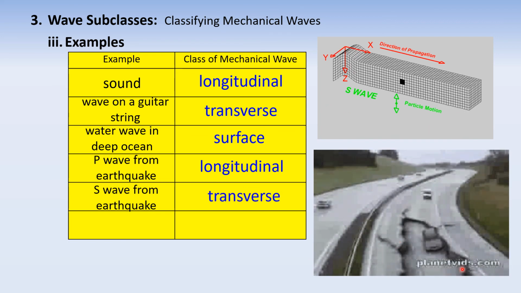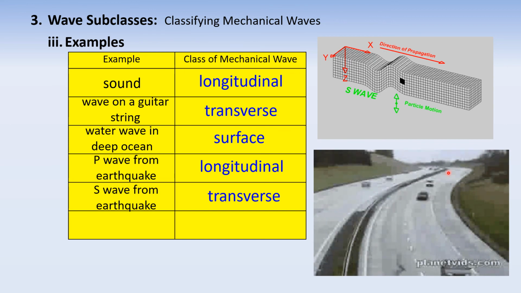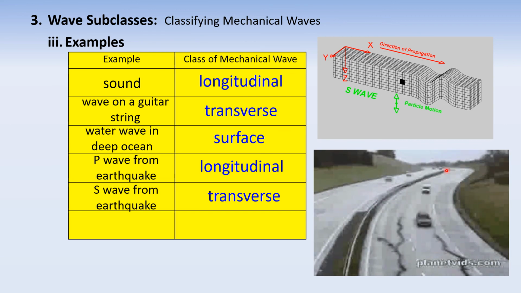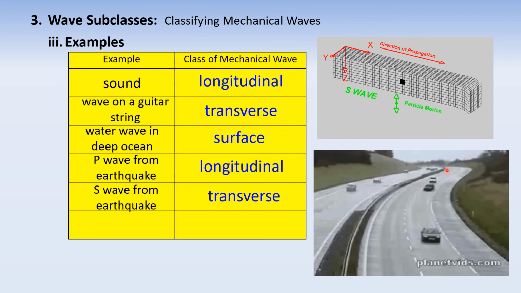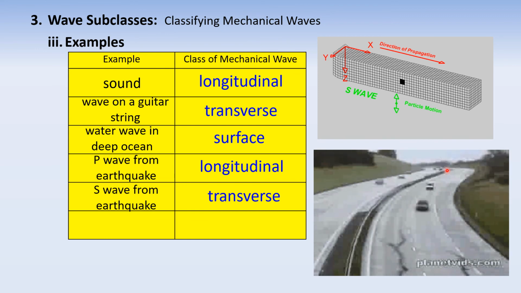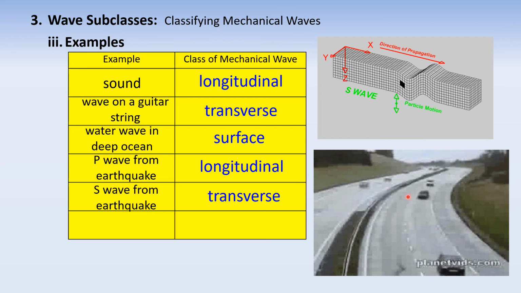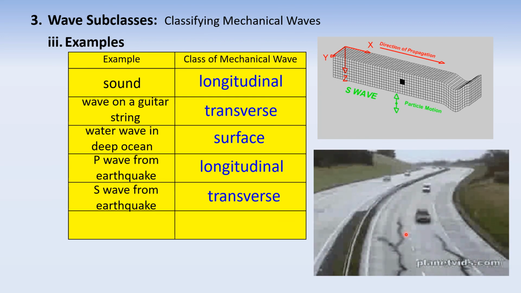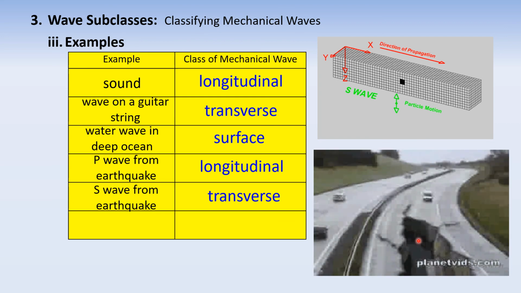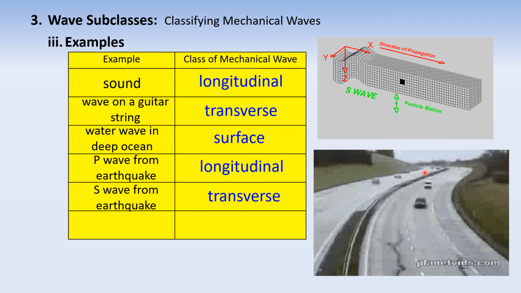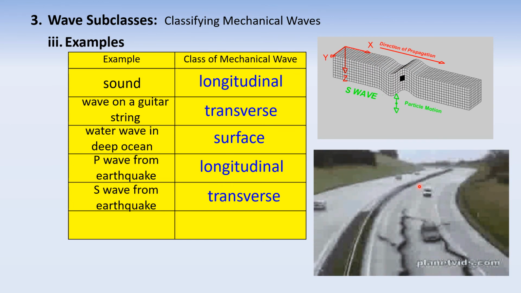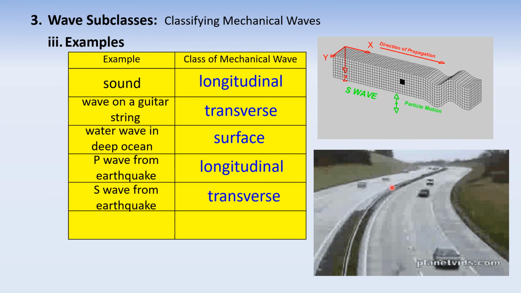And if you look in the bottom picture here, in the freeway collapse, this is clearly an S wave that is causing this. You can see the direction of the energy travel as the crack forms, but you see the medium move perpendicular to that, as this unfortunate driver finds out.